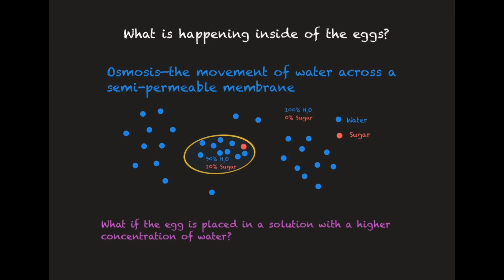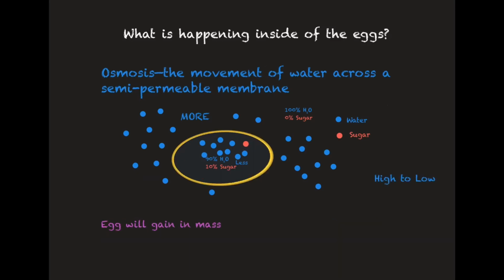So in that case, remember, keeping our principle in mind that water is moving from high to low, there's more water outside of the egg and less inside, so you're going to imagine that the water will move inward. In this case, we are expecting that the egg will gain in mass and size. And we would call this type of solution a hypotonic solution. So hypotonic means less of, and in this case, it's referring to less sugar outside of the egg.